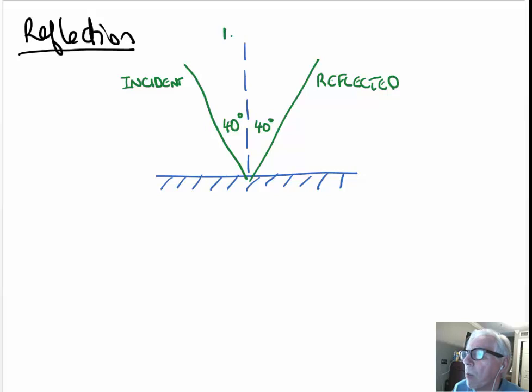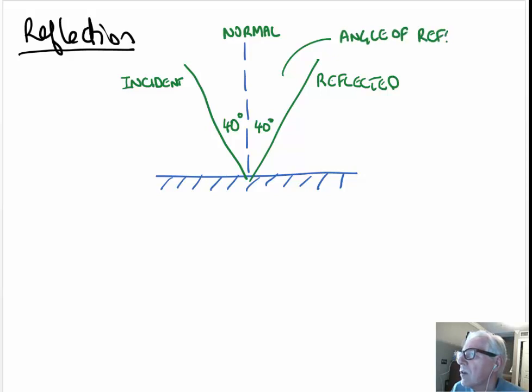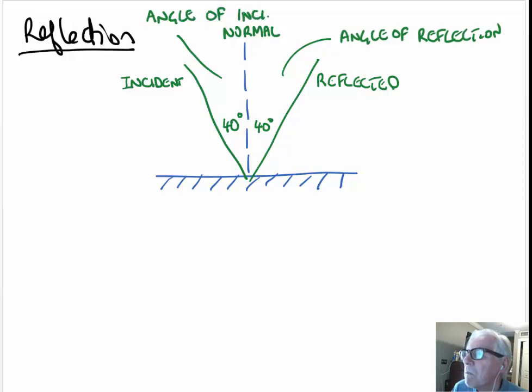And this is the normal, meaning at 90 degrees to the surface, not the usual, but the normal. And this is the angle of reflection. And this here is the angle of incidence.